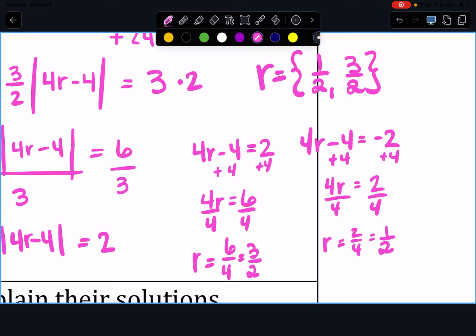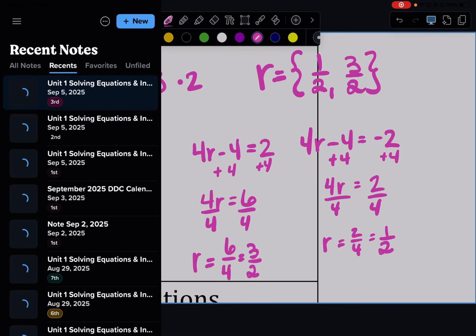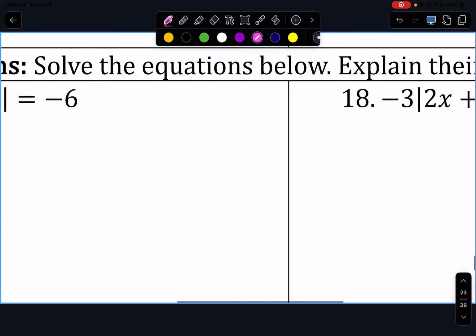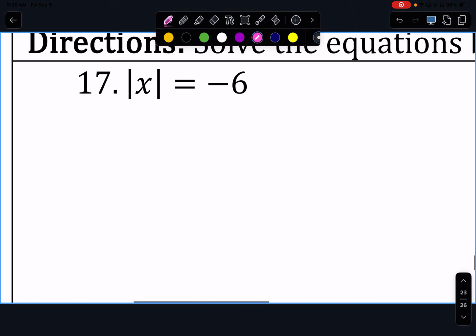All right. Now we're going to talk about our special cases. Okay, so our special cases happen in questions like number 17. Okay, so number 17, I have absolute value of x is equal to negative 6.